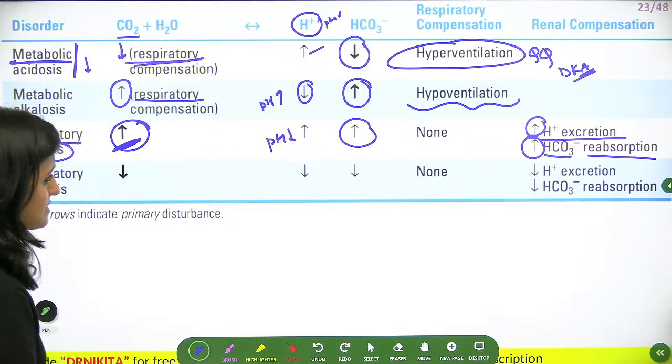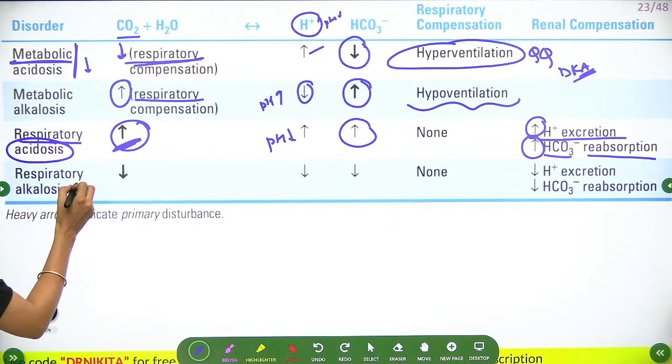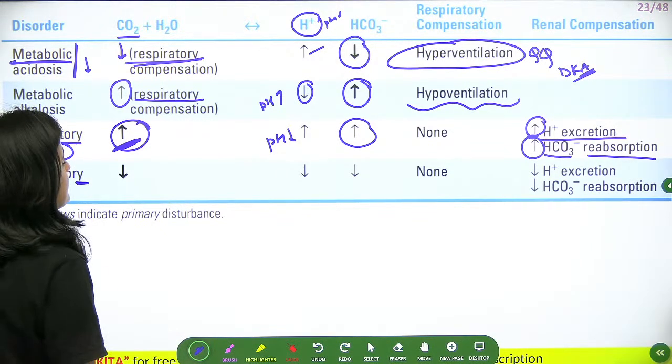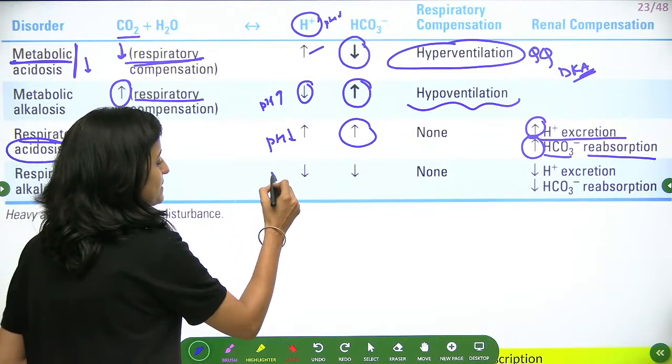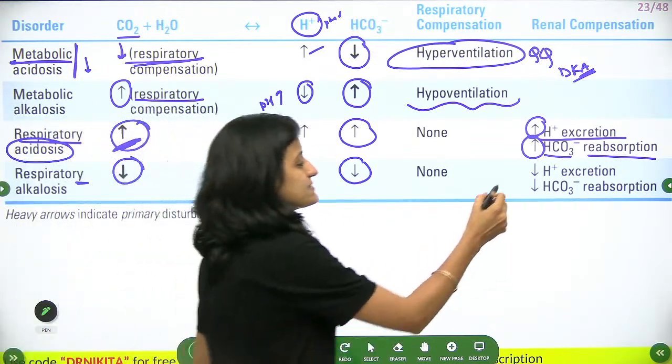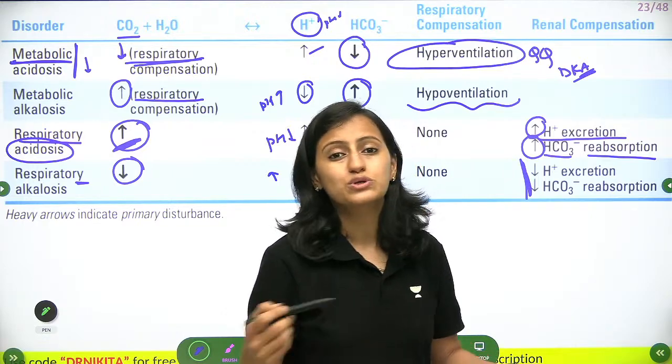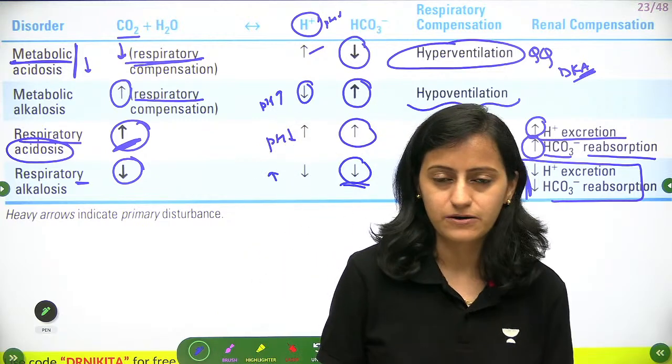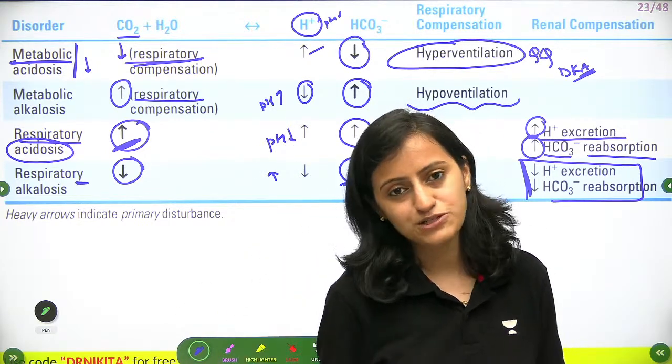Now, next one, respiratory alkalosis. The pH increases, the rest of the two decrease. Renal compensation is also by the two decreasing: H plus excretion and bicarbonate reabsorption decrease. Basically, this renal compensation is equivalent to your change in bicarbonate.